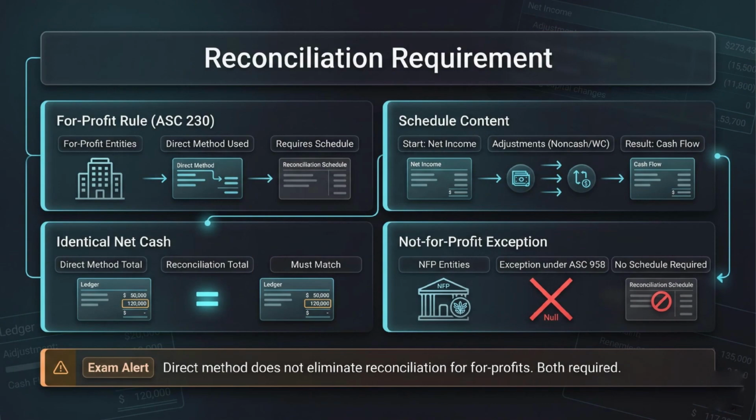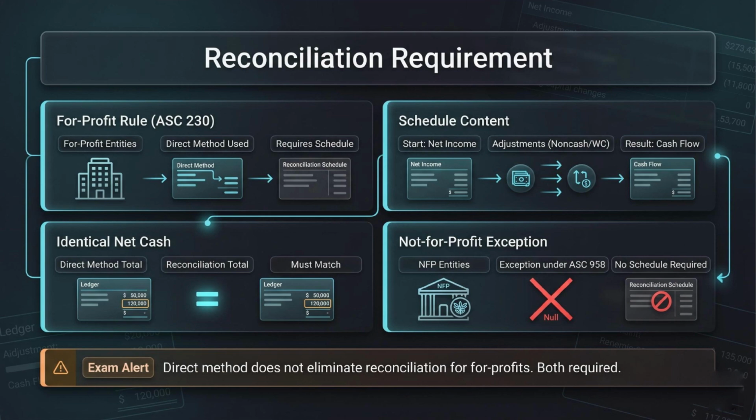Finally, remember the reconciliation requirement. If a for-profit entity uses the direct method to present operating cash flows, it must also provide a reconciliation from net income to net cash from operating activities. In other words, the entity still has to provide indirect style support. This reconciliation starts with net income, adds back non-cash items, adjusts for working capital changes, and arrives at the same operating cash flow number shown under the direct method. If the direct method number and the reconciliation number do not agree, there is an error.